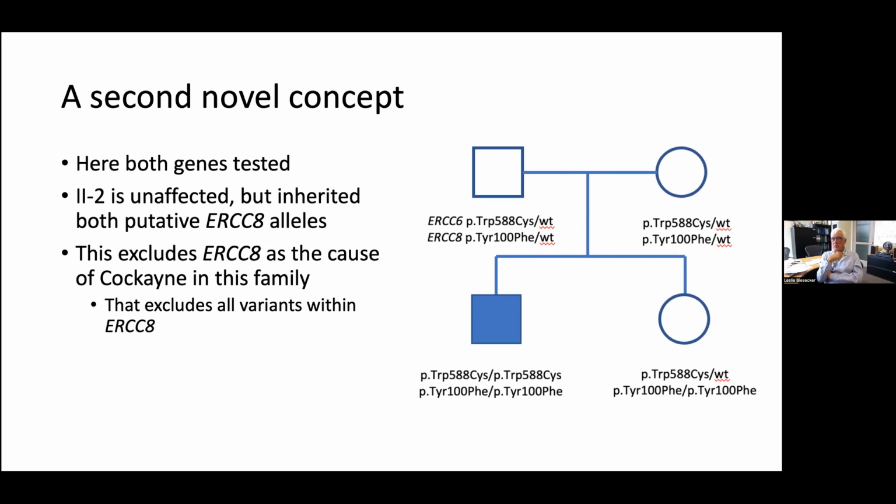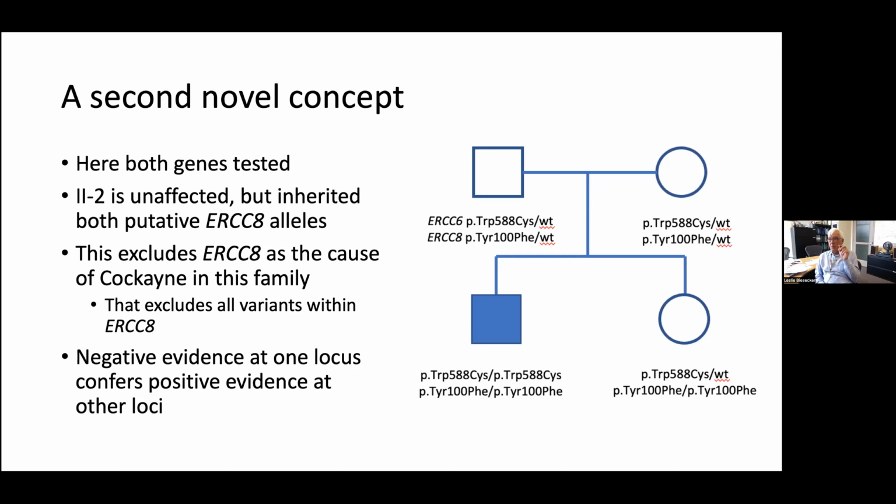So individual 2-2 is really informative here because she is unaffected by Cockayne syndrome. But if you look, she inherited both of the ERCC8 alleles that her affected brother harbors. So what that means is that in this family, and this is a crucial distinction, in this family, ERCC8 is not the cause of the Cockayne syndrome. So what that means is that negative evidence at one locus confers positive evidence at other loci. Another way of saying that is we've excluded ERCC8 by the sister. That massively increases the likelihood that the cause in the brother is ERCC6.